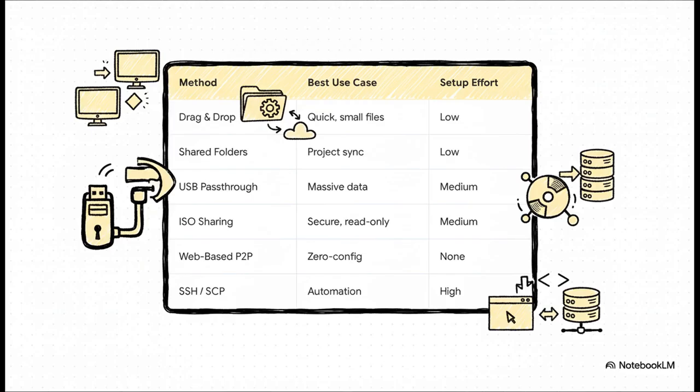For a small file, just something you need to move fast, use drag and drop. For an entire project folder, shared folders is absolutely the way to go. Moving a massive file, yeah, that's a job for USB pass-through. Need a super secure one-way transfer? Create an ISO. If you need something that works instantly with zero setup, use one of those web P2P tools. And of course, if you're scripting or automating anything, SCP is going to be your best friend.